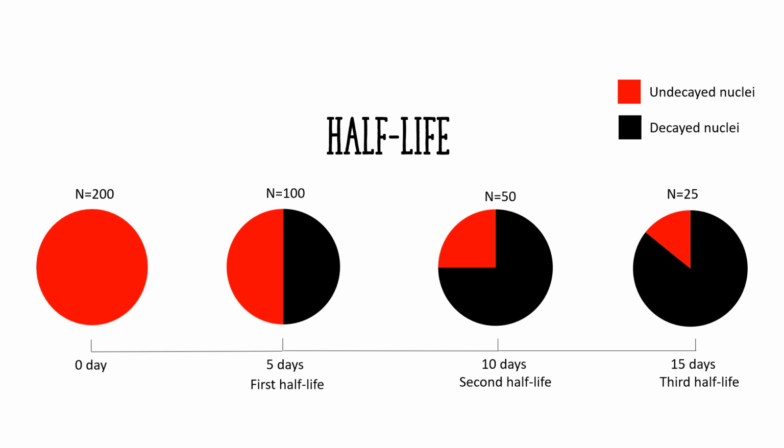Now, the third half-life of the radioactive sample means that 87.5% of the initial number of undecayed nuclei has now decayed. Now, for your information, this decay process is not going to stop over here, but it is going to occur continuously until eventually the radioactive sample becomes a harmless material.